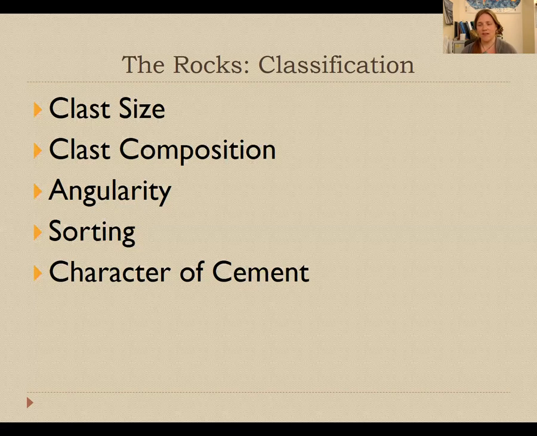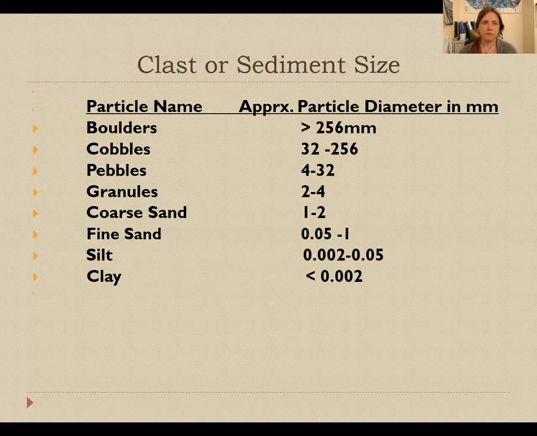What's the agent that's holding the pieces together is another thing that could differ between different kinds of sedimentary rocks. So usually if we can identify a little bit about these five characteristics, we can probably identify the rocks and understand also then a little bit about their history.